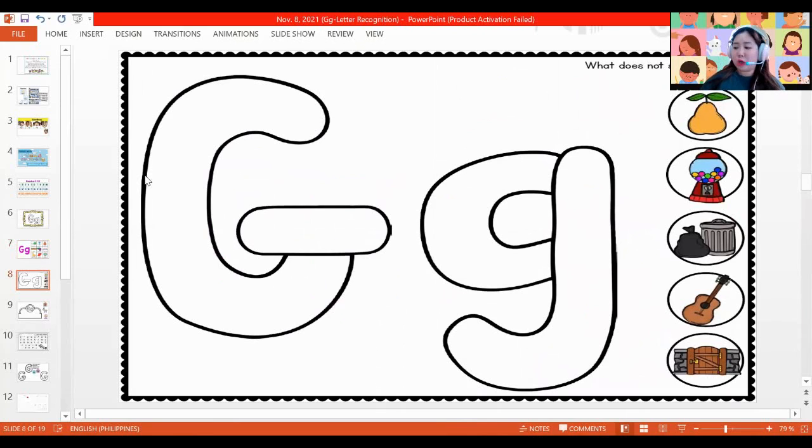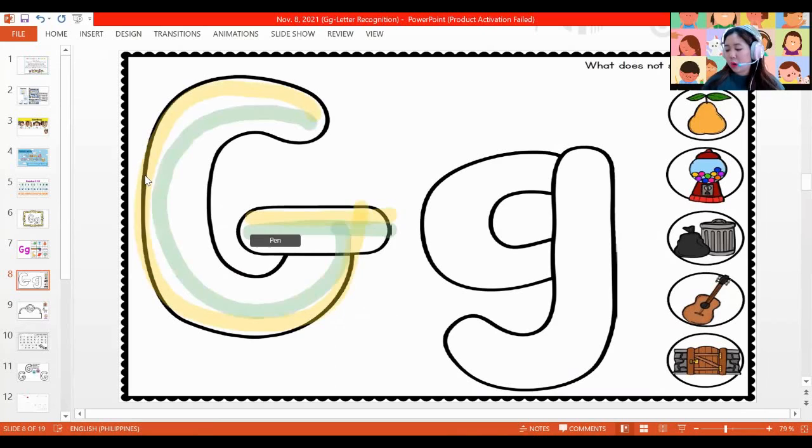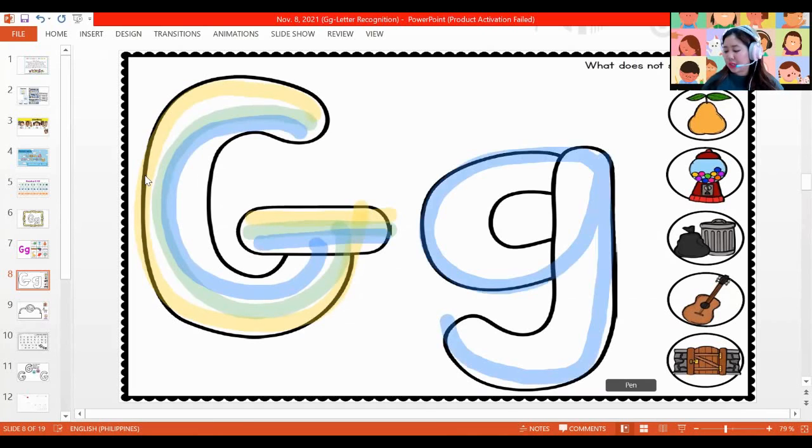So now that we know what pictures begin with the letter G, we can make our letter G Play-Doh mat. So kindly get your letter G Play-Doh mat and let's make our capital and lowercase letter G. If you don't want to use your Play-Doh, you can use your dabber or your markers to make a rainbow letter G. Let's also make lowercase letter G using the same colors that we have. I am now done with my letter G.